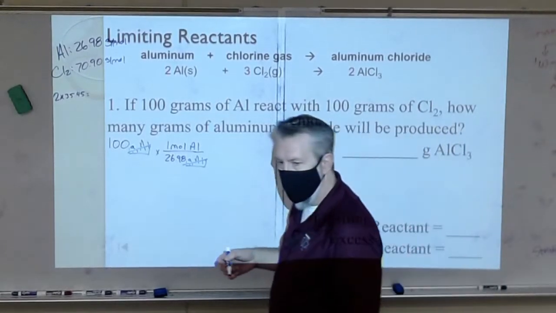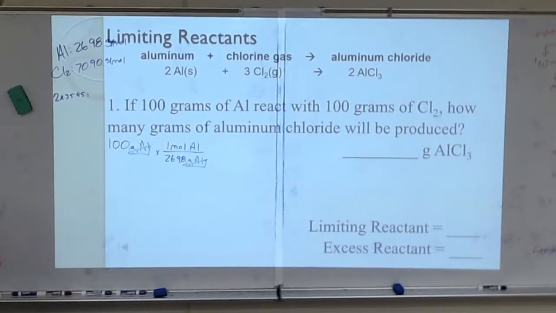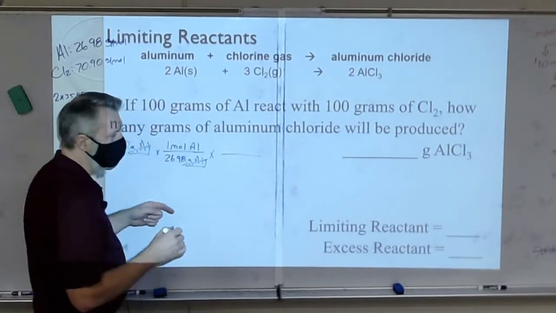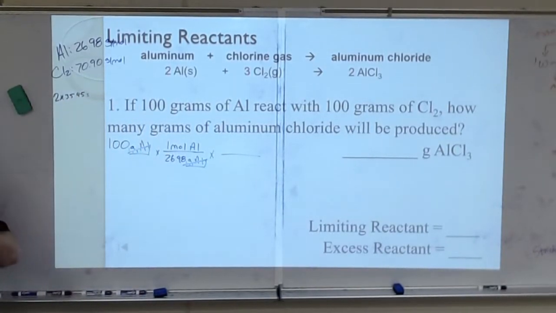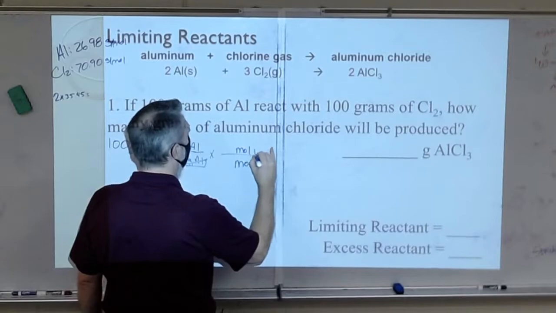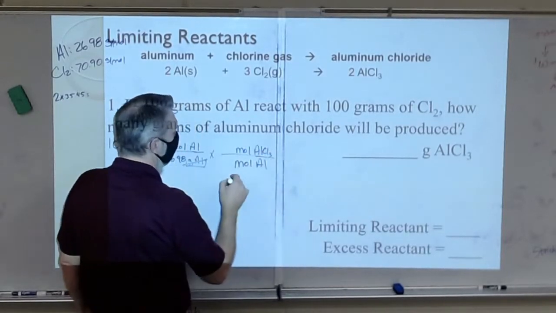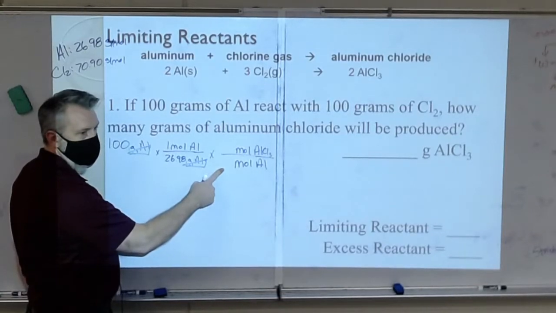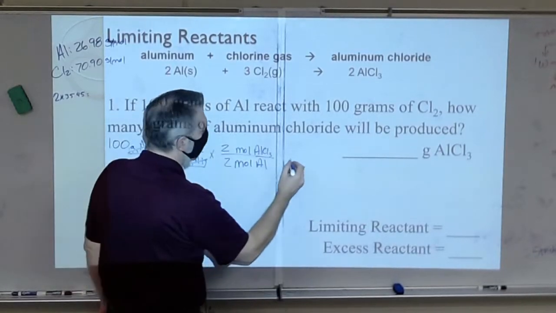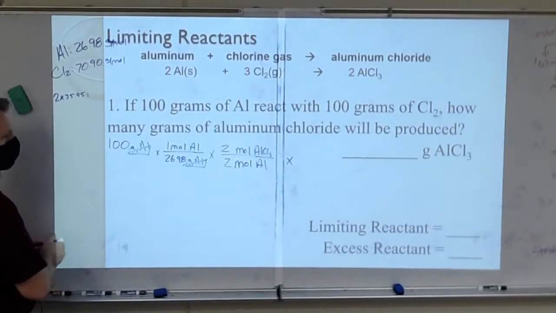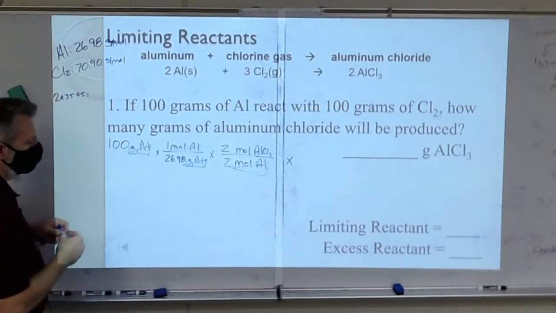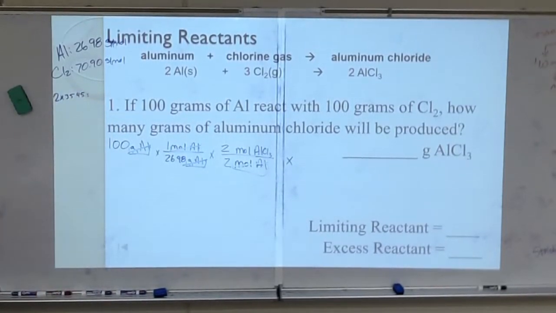But I didn't ask you for moles of aluminum. I asked you for grams of aluminum chloride. So let's go to the next step. But I need to first get from moles of aluminum into what? Moles of aluminum chloride. You guys are awesome. Looking at our balanced equation, what number goes here? 2. What number goes here? 2. All right. Again, I want to check my units. Moles of aluminum cancels with moles of aluminum, and I look up here and it is 2 to 2. Now my answer is in terms of moles of aluminum chloride.